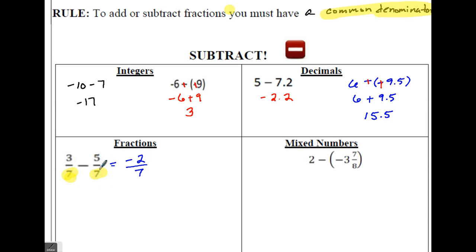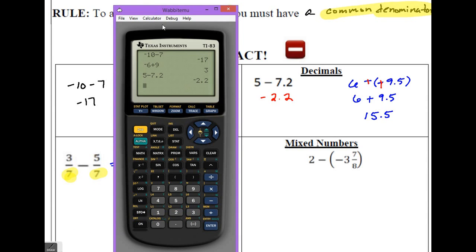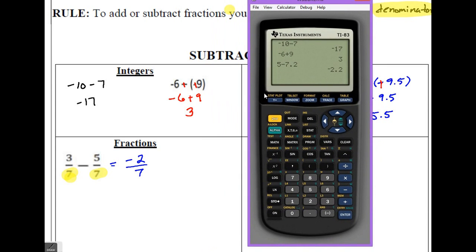If we're going to do this in the calculator, we're going to write down a parentheses. Make sure you put a parentheses, 3/7, and then we're going to subtract this value of 5/7. Okay, we press enter. Again, this does not give us the fraction, but the way to change that is you press math, press enter, and then press enter, and you change that to a -2 into the fractional form. All right, let's do one more example here.